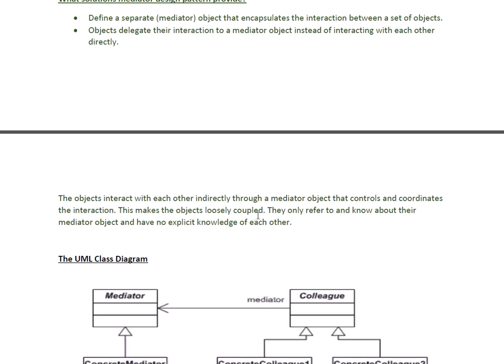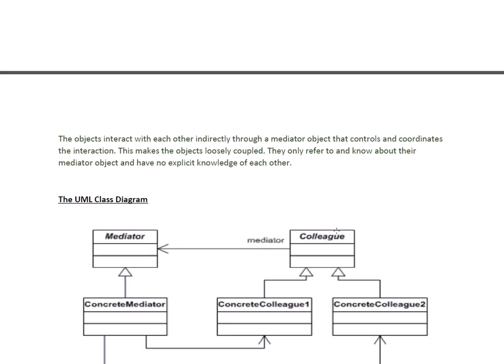This makes the objects loosely coupled. They only refer to and know about their mediator object and have no explicit knowledge of each other. Yes, the moment the mediator takes charge, because this is the object which controls and coordinates the interaction now. Okay, this makes the objects completely loosely coupled. They are not referring to each other directly. No object references in the class. They only refer to and know about their mediator object. That's it. The rest the mediator will take care of, guys. And that's why they have no explicit knowledge of other objects in the communication.